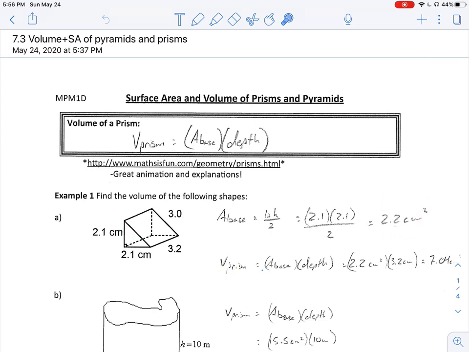The volume of the prism is the area of the base, which we found to be here, multiplied by the depth. So 2.2 multiplied by the depth, or how deep it goes, 3.2. And that would be equal to 7.04 centimeters cubed. Right? So the first step, we find the area of the base and then multiply that by the height.